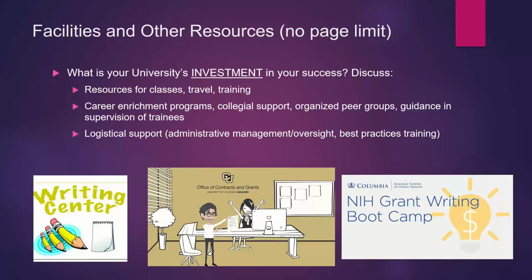In terms of logistical support, do you have administrative management or oversight or best practices training at your university? Guidelines to help you be successful. And finally, do you have financial support? So do you have protected time for research with salary support? So in some places, once you become an assistant professor, if you get a grant, you can buy out of teaching, at least part of your teaching that's required every semester.